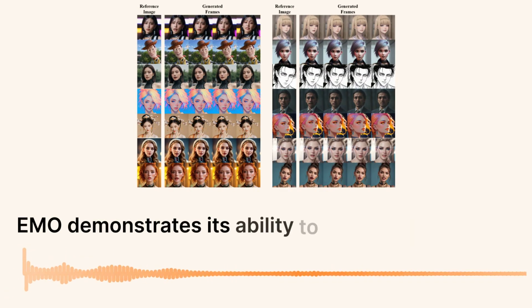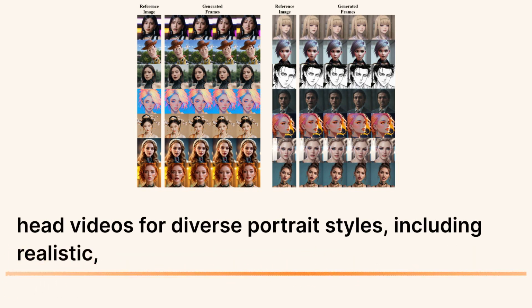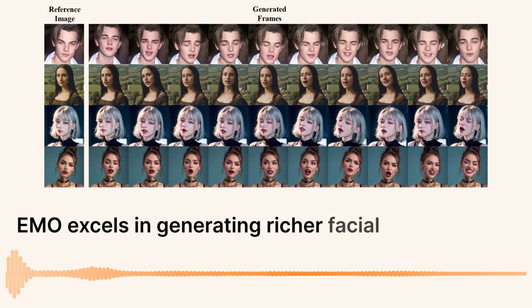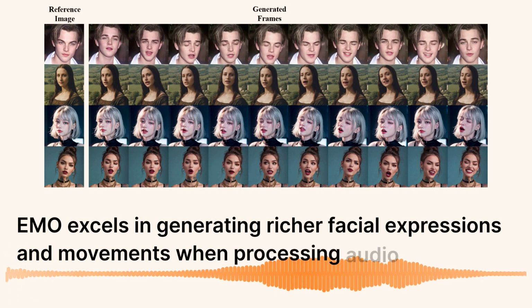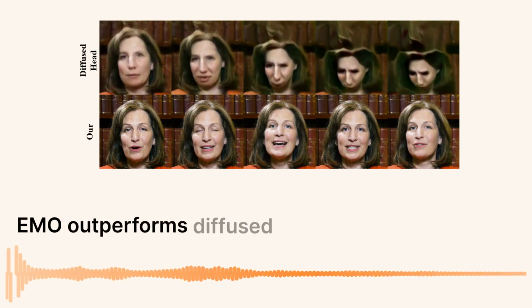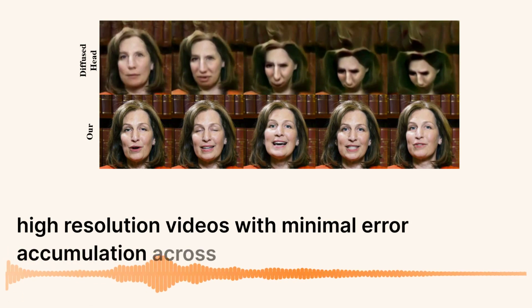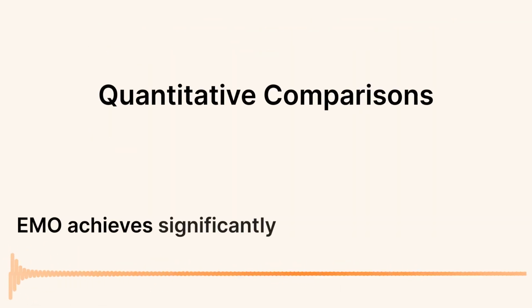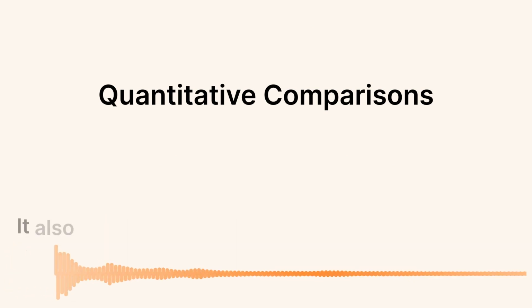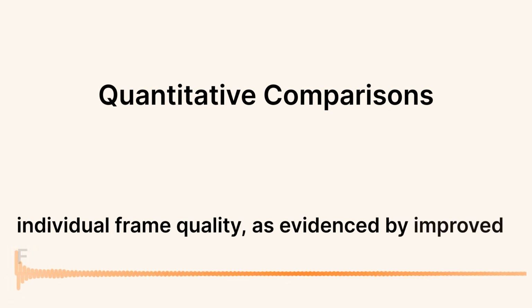EMO demonstrates its ability to generate talking head videos for diverse portrait styles, including realistic, anime, and 3D characters. EMO excels in generating richer facial expressions and movements when processing audio with pronounced tonal features, like singing. EMO outperforms Diffused Heads in generating high-resolution videos with minimal error accumulation across frames. EMO achieves significantly lower FVD scores, indicating superior video quality. It also outperforms other methods in terms of individual frame quality, as evidenced by improved FID scores.